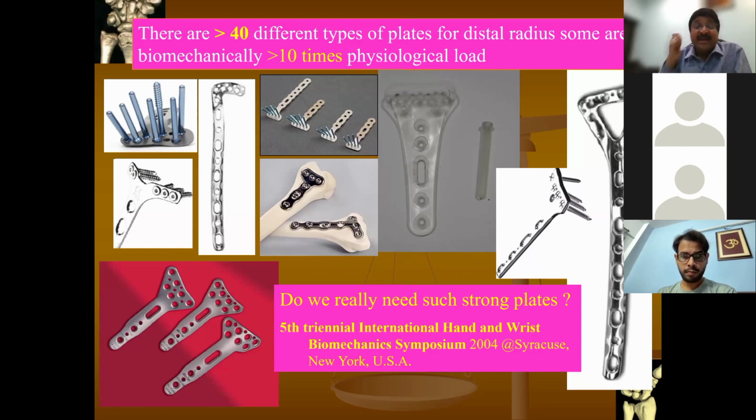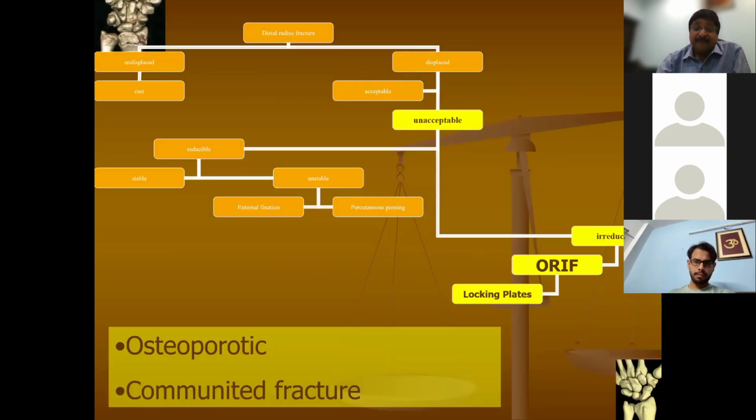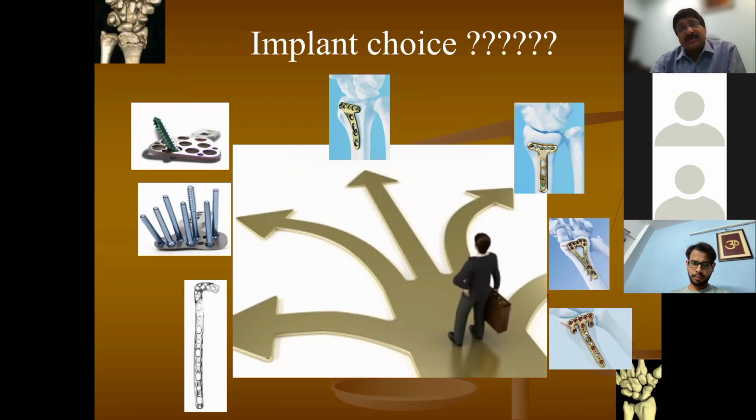There were implants in which there are 3 rows distally. So I'll say it's not required. Very high stability is not required. Normal locking plates are good enough. So locking plates are useful in osteoporotic and comminuted fractures. How do we choose an implant?